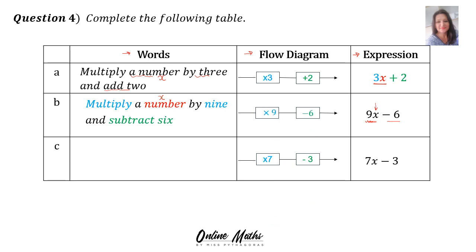And then the last row, number C, the expression that was given was 7x minus 3. So this means 7 was multiplied by a number and subtract 3. Therefore, if you go to the words, you multiply a number, which was x, by 7 and subtract 3, minus 3.